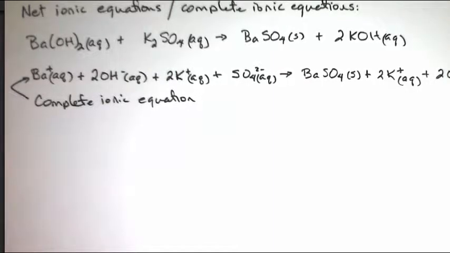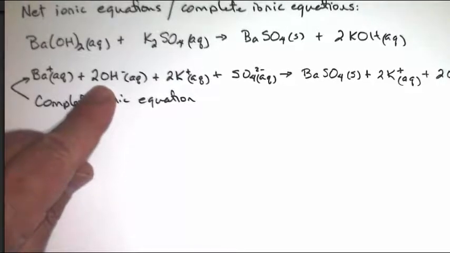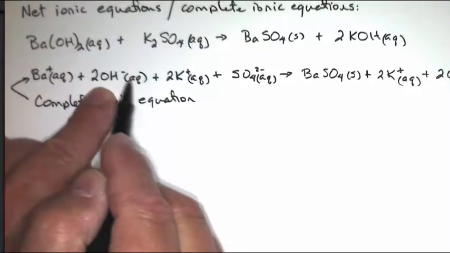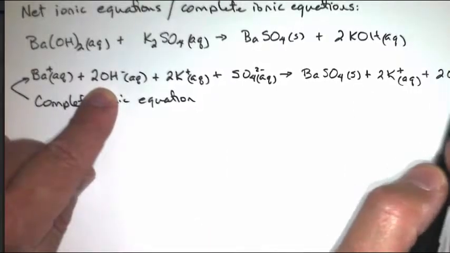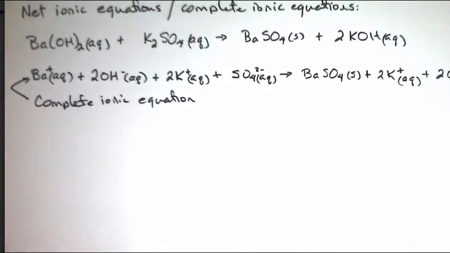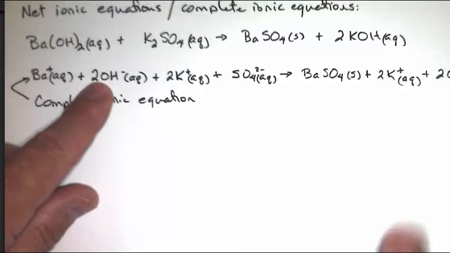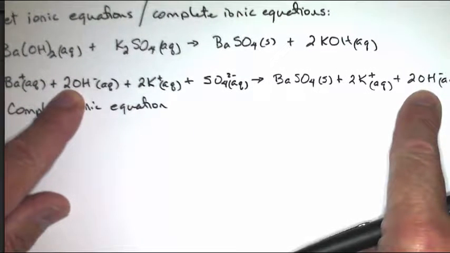So let's take a look at this hydroxide right here. I've got two hydroxides, they're aqueous on the left, two hydroxides, they're aqueous on the right. They didn't do anything. They're the same. Nothing changed, right? So they should not be part of the net ionic equation because they're not doing anything. They're just standing around watching things happen. They're the spectators. And that's what we actually call them. These are spectator ions. Okay?